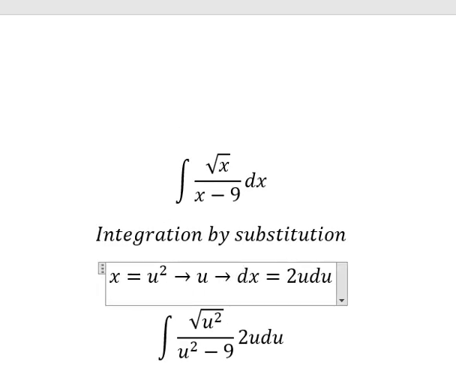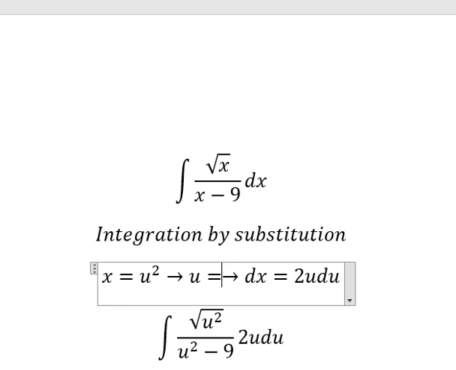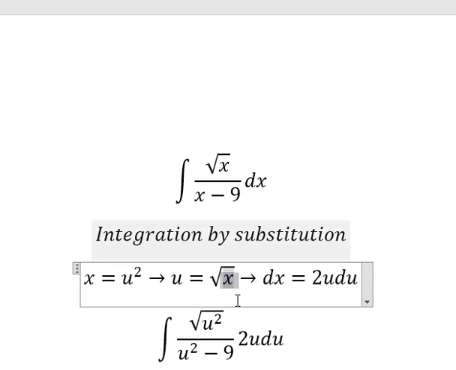So we have u equals the square root of s. Because we take the square root for both sides, that's why we have this one.